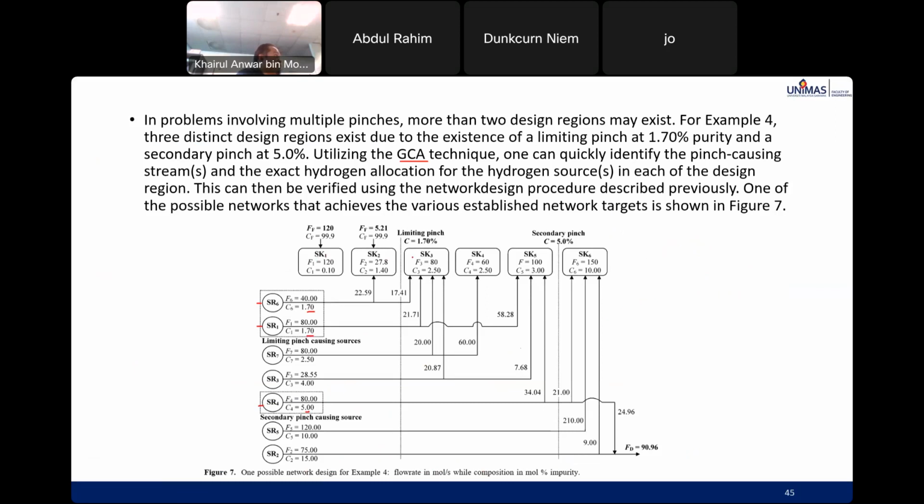So SK here refers to the same source stream 1. The number here refers to the stream number. Similarly, one is the source.